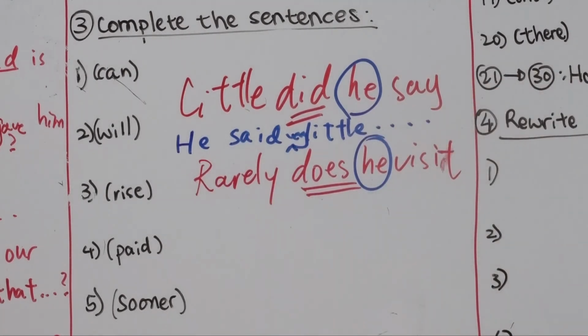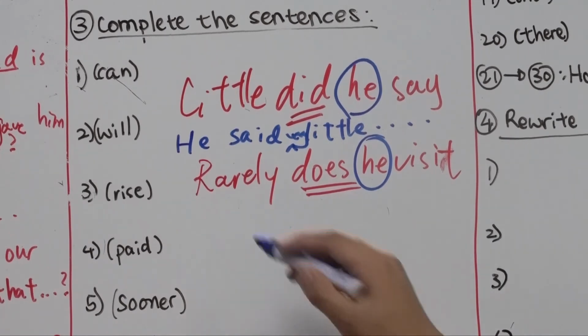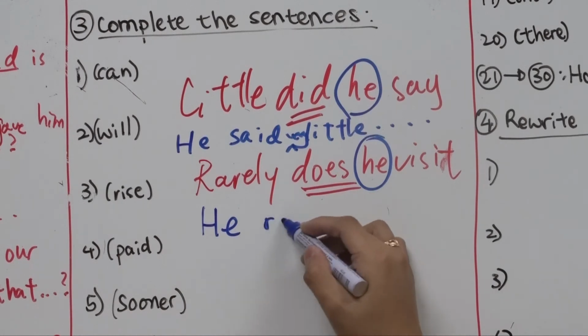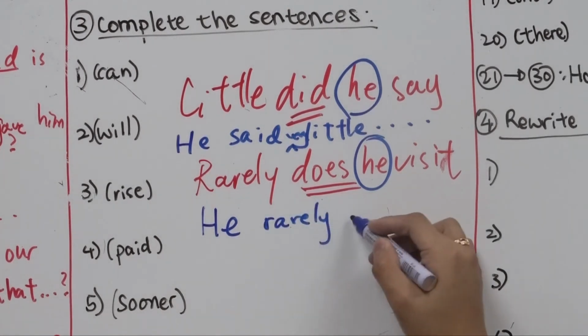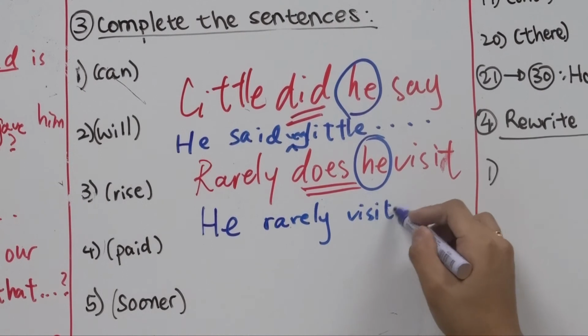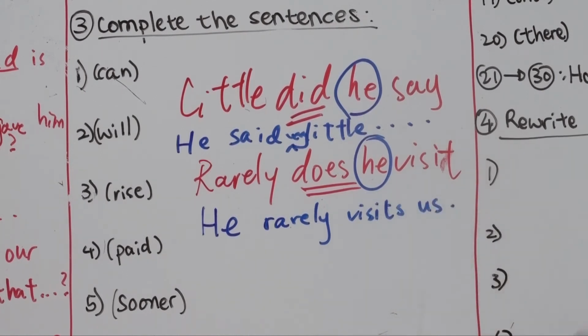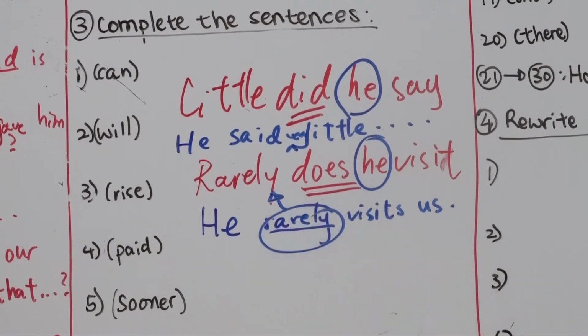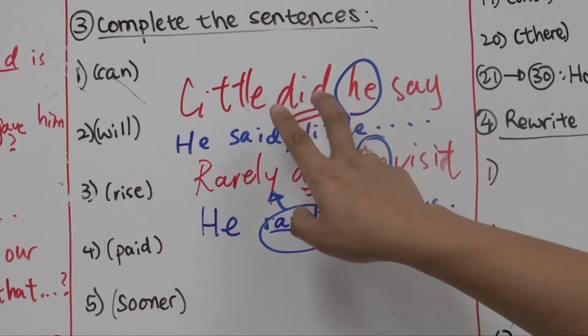What about in this one? Rarely does he visit. Similarly, we will switch it to the normal form. So he rarely visits us. Full stop, right? So rarely here, now this one is gone, because rarely already is the emphasis.